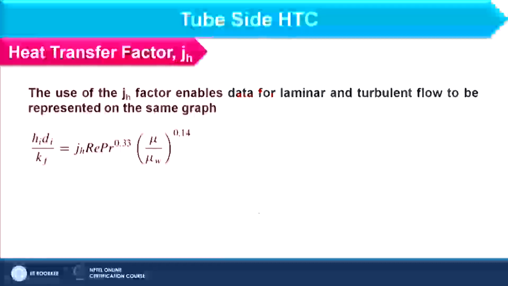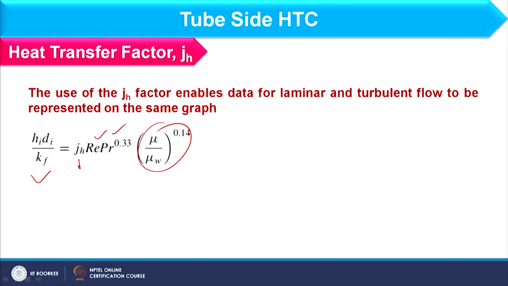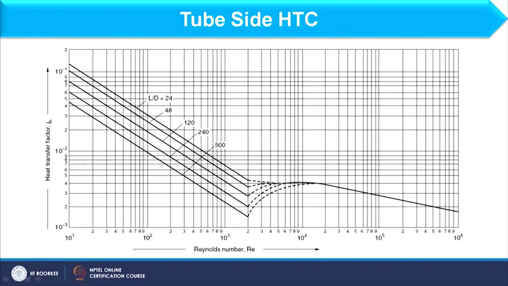However, in this expression the Nusselt number h_i d_i by k_f is a function of the Reynolds number and the Prandtl number, and here we have the viscosity correction factor. This is the general expression where we use j_h, the heat transfer factor. That j_h factor depends upon the laminar and turbulent zones, and you can compute it from this graph, which you can use to find the heat transfer factor j_h according to the Reynolds number.